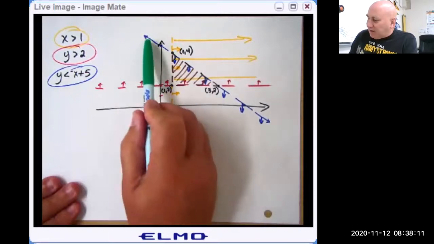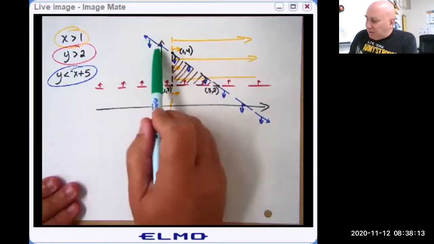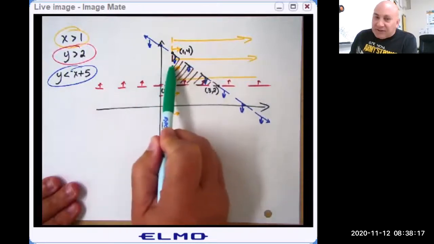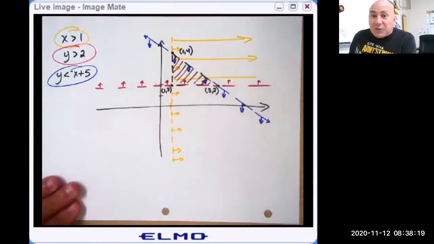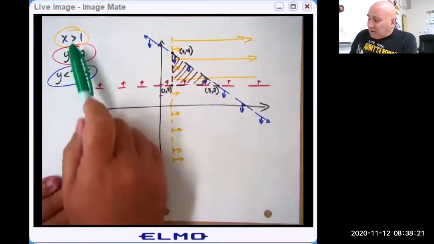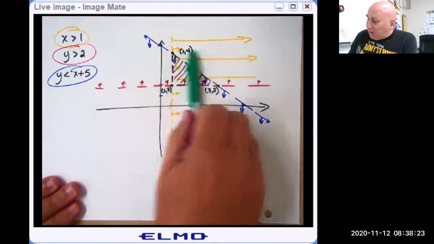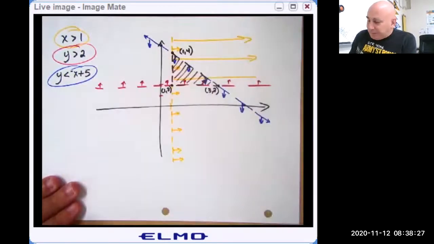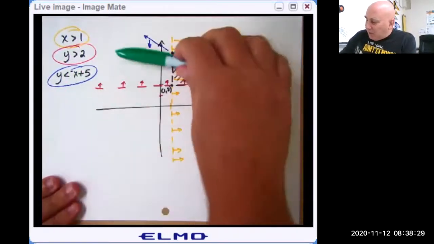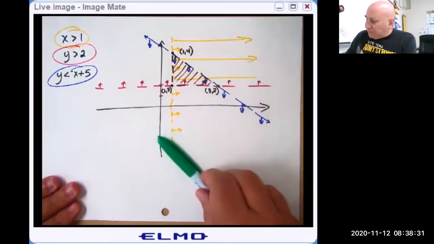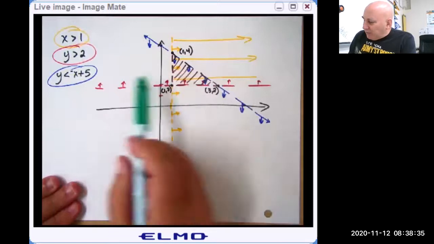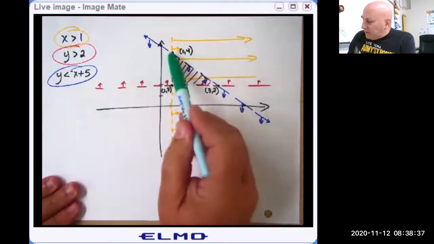So you notice that my lines go either up and down or right, or if there was anything to the left, because that's what less than means. Greater than means either to the right if it's an X or above if it's a Y. Less than means below if it's a Y, left if it's an X. So I'm shading straight below.